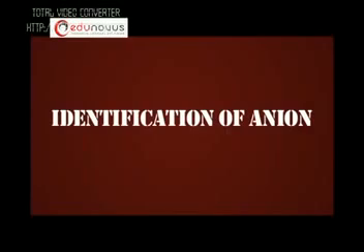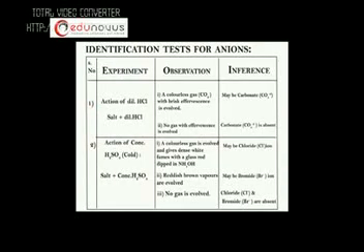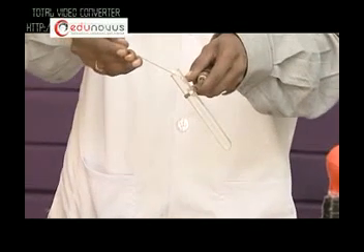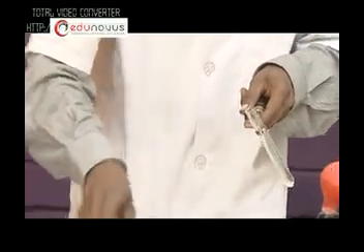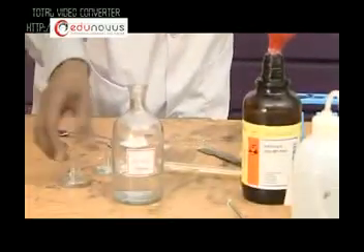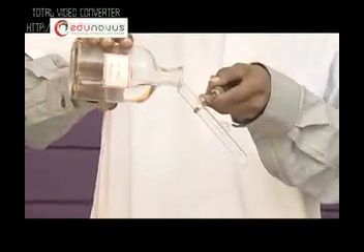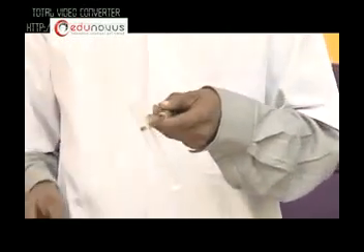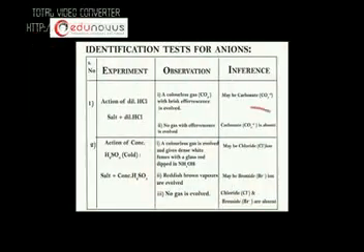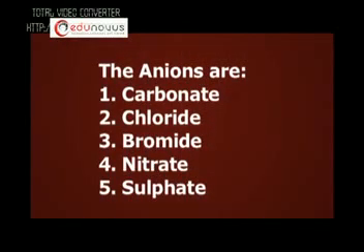Next, we move on to identification of anion. The first test is action of diluted HCl. Take a small amount of the given salt in a clean and dry test tube and then add few drops of diluted HCl. No gas is evolved or no characteristic observation. Therefore, we can infer that carbonate is removed from the list of possibilities.